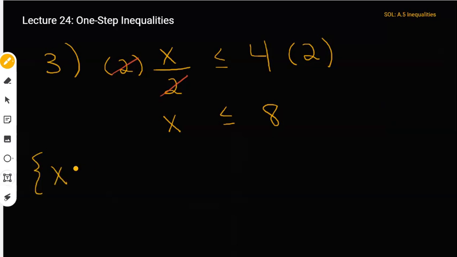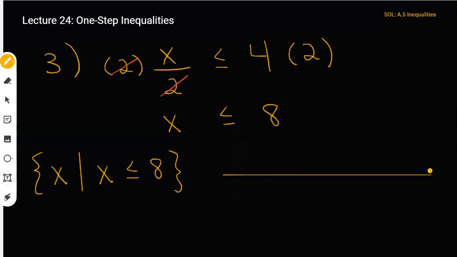My solution set is going to be all the real numbers x, such that x is less than or equal to 8. And then I'm going to close it up. So that's my solution set. And then the last thing that I'm going to do is draw my number line, right? So let's see what that looks like. I'm going to have a horizontal line with arrows at both ends, and I'm going to put 8 in the middle.